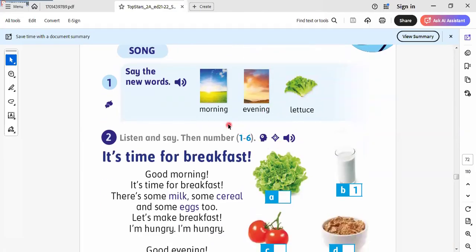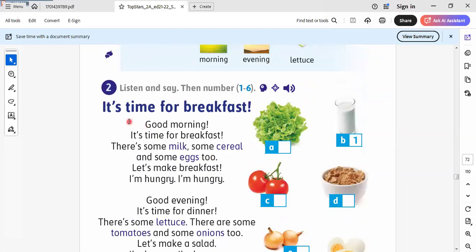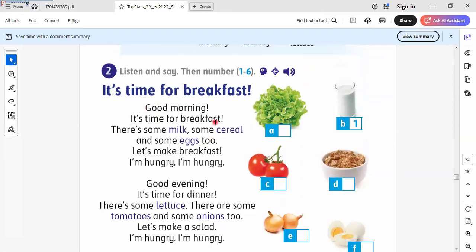Here we have some new vocab. Let's learn it together. Here we have morning, evening, lunch. Let's read this text. It's time for breakfast. Good morning. It's time for breakfast. There is some milk.